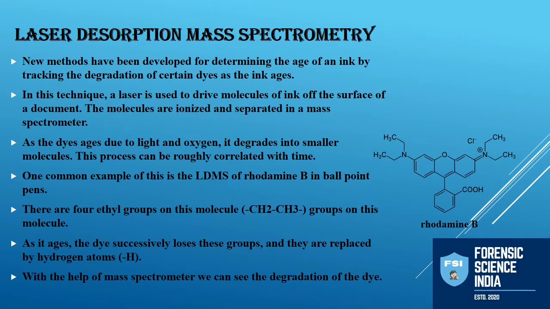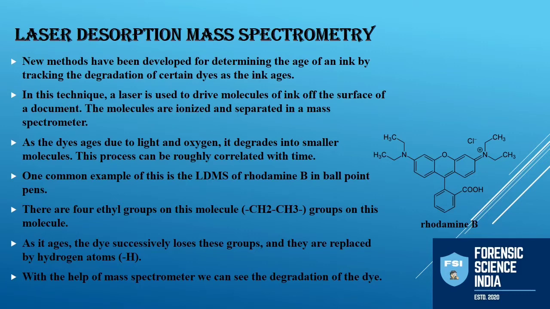So, laser desorption mass spectrometry. This is the other technique for ink examination. A new method has been developed for determining the age of an ink by tracking the degradation of certain dyes as the ink ages. In this technique, a laser is used to drive molecules of ink off the surface of a document. The molecules are ionized and separated in a mass spectrometer. As the dye ages due to light and oxygen, it degrades into smaller molecules. This process can be roughly correlated with time.